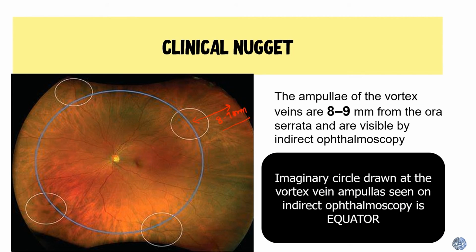Now, if you have seen our video on the blood supply of the eye, in that I mentioned the vortex veins ampullae, right? Now, the ampullae of the vortex veins are situated at a distance of about 8 to 9 millimeters from the ora serrata. And remember, the outermost border of the retina is the ora serrata, or we can also call it the anteriormost limit of the retina.